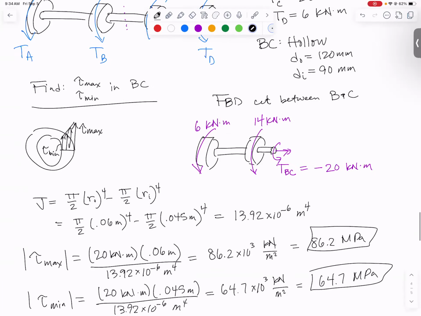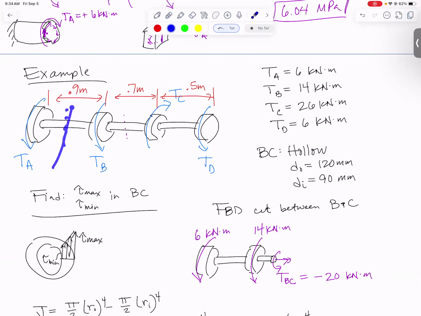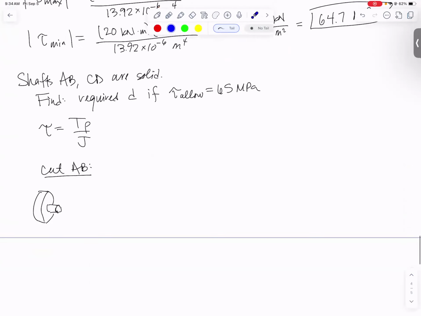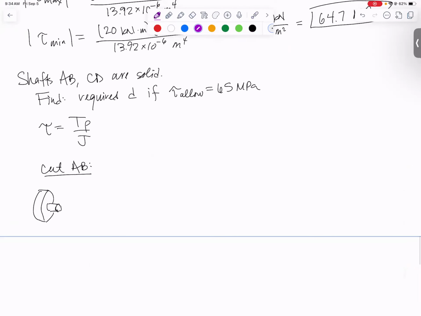We only have the one wheel on there. Cutting right here and just keeping everything to one side or the other. So the torque on this one is TA, which is 6 kilonewton meters. So the internal torque in section AB is actually going to be minus 6 kilonewton meters using our sign convention.